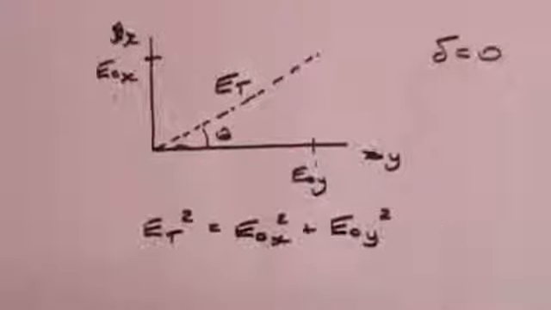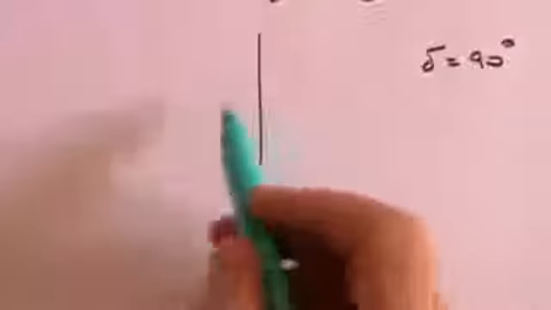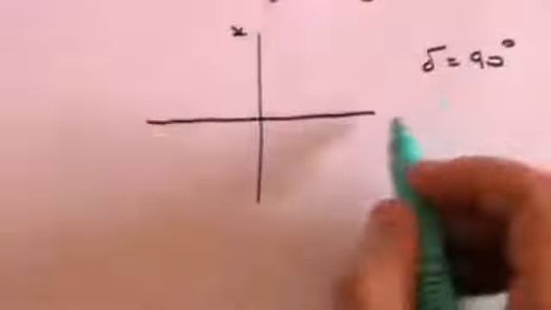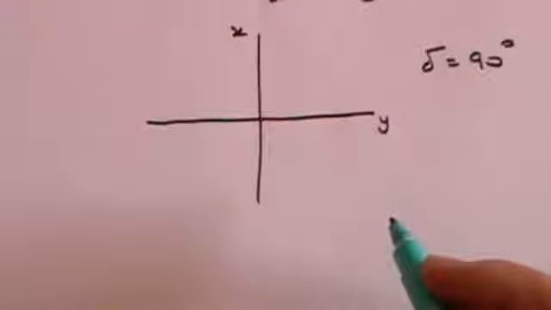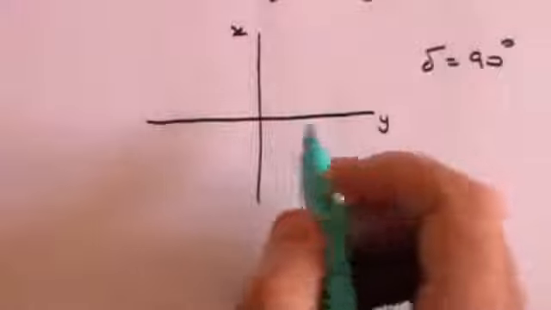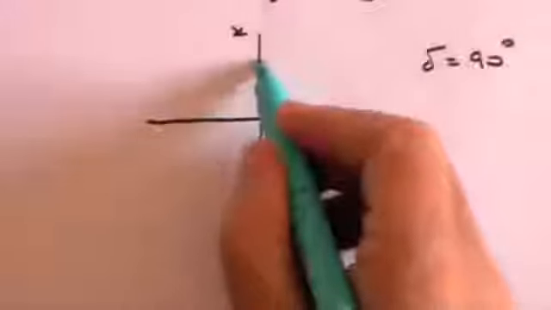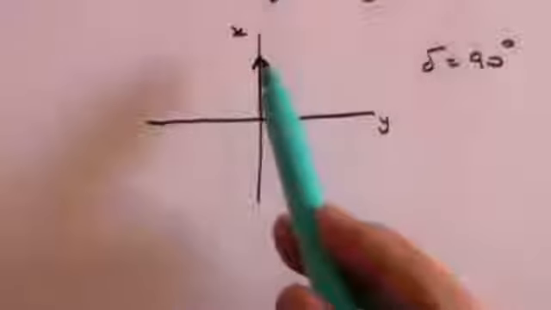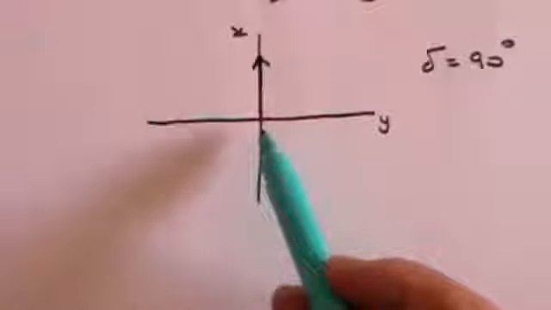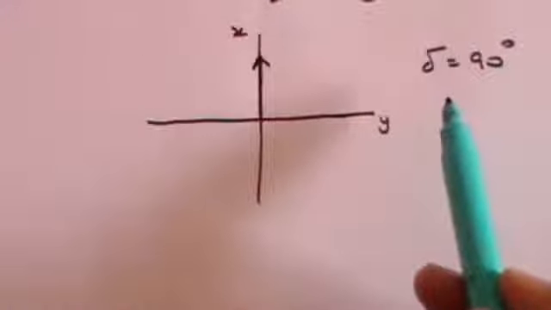That's just pure Pythagoras. But suppose delta is 90 degrees. They are exactly a quarter of a wavelength out of phase. Here is the x-axis, here is the y-axis. What that means is that when x is at a maximum, y will be 0. They're 90 degrees out of phase. So let's start with E naught x at a maximum. That's going to be the E vector, because when x is at a maximum, y is 0, because they're 90 degrees out of phase. Okay, that's pretty clear.